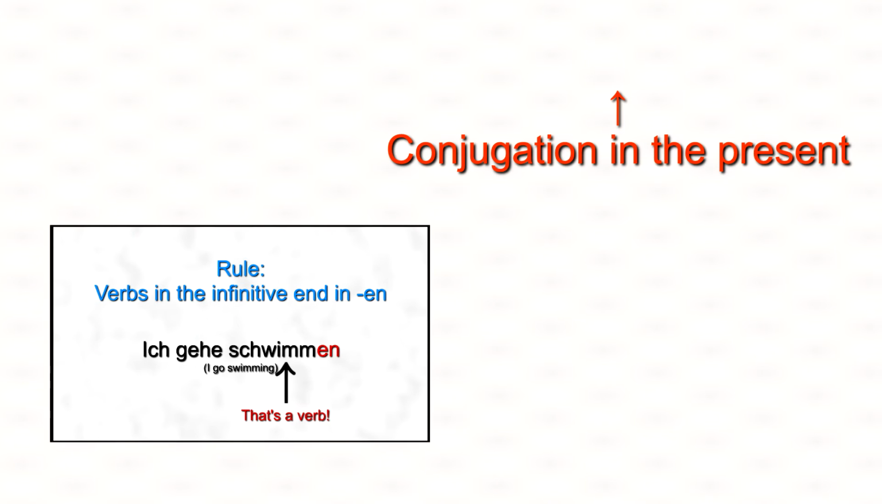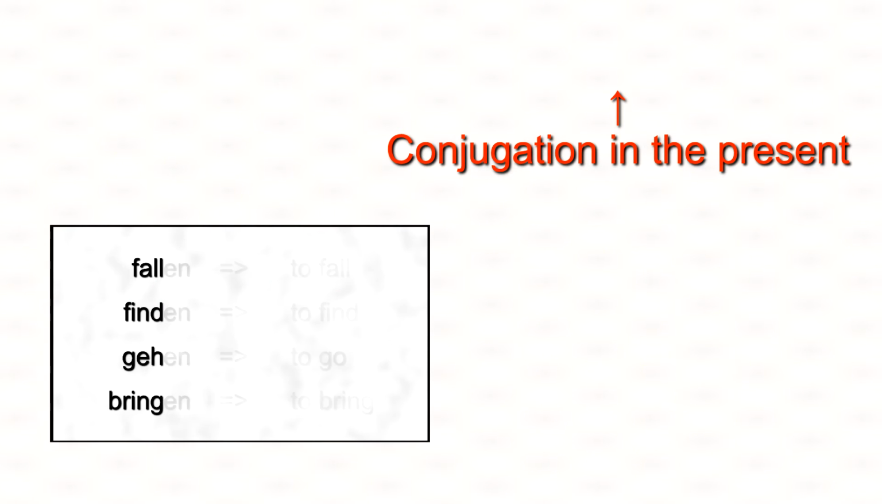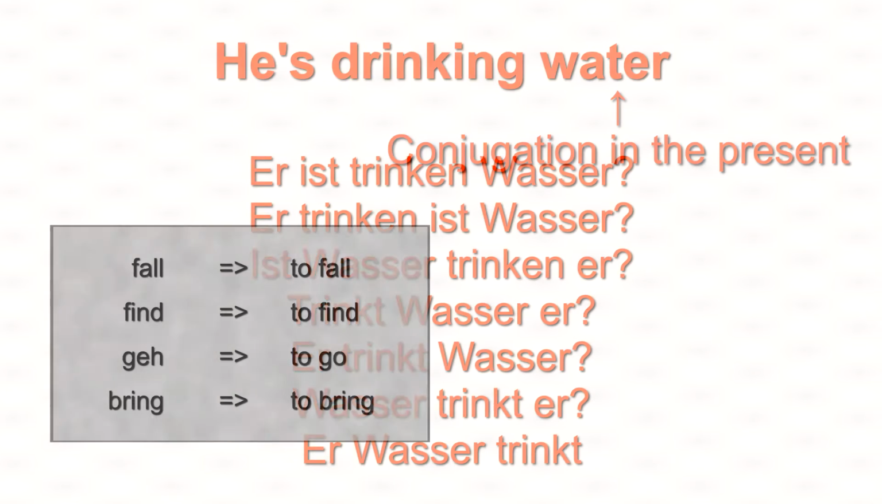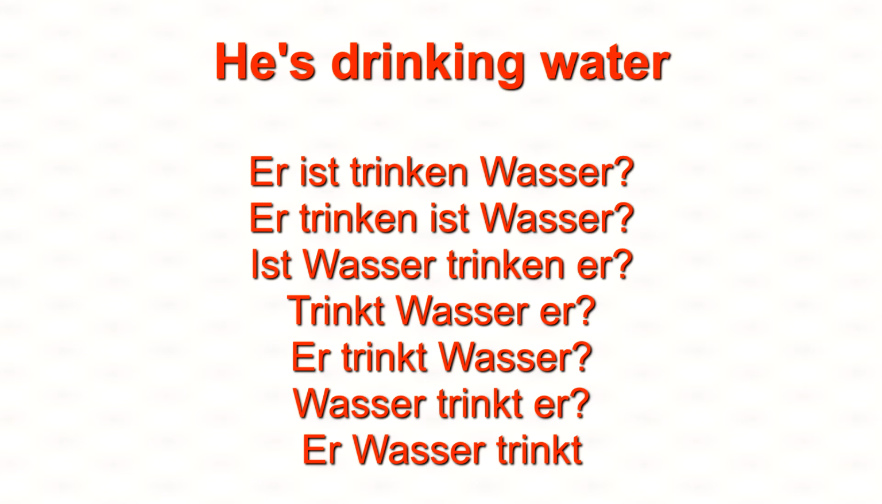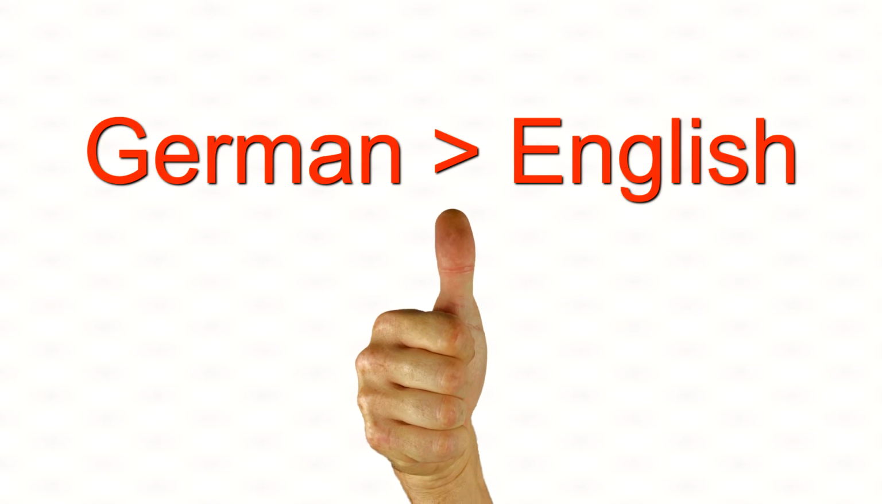In the last videos, we covered conjugation in the present, so we're almost done with the present tense already. To finish up this topic, let's learn about the order the words go in. First of all, I have good news for you. For once, you will have it easier in German than in English.